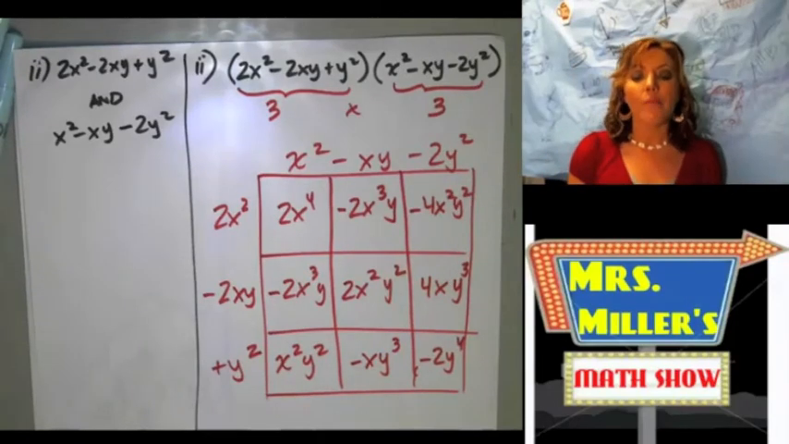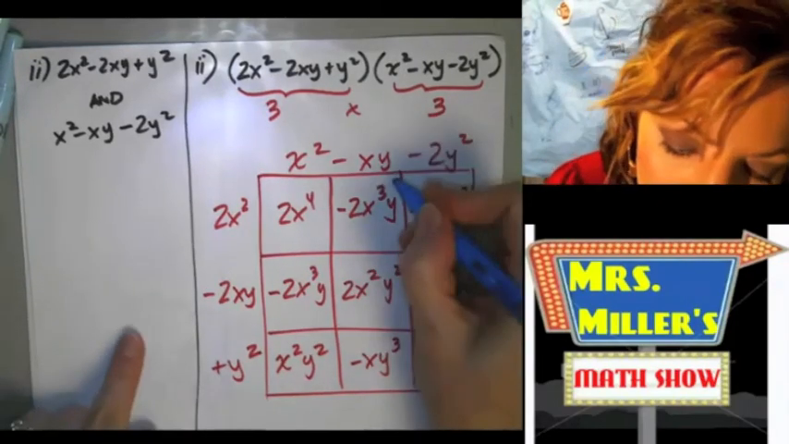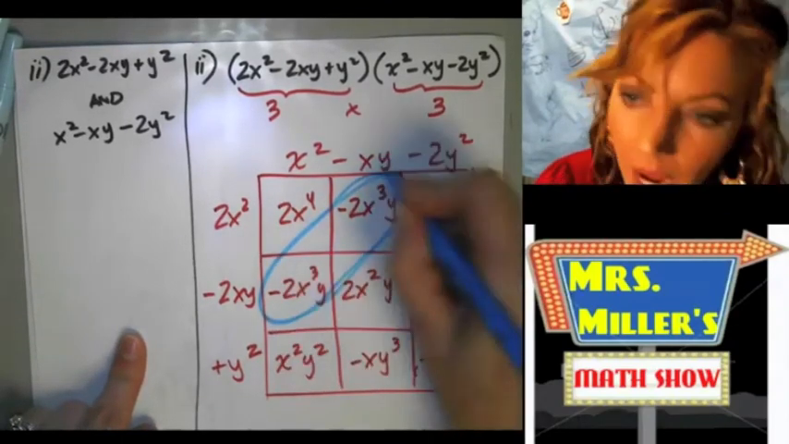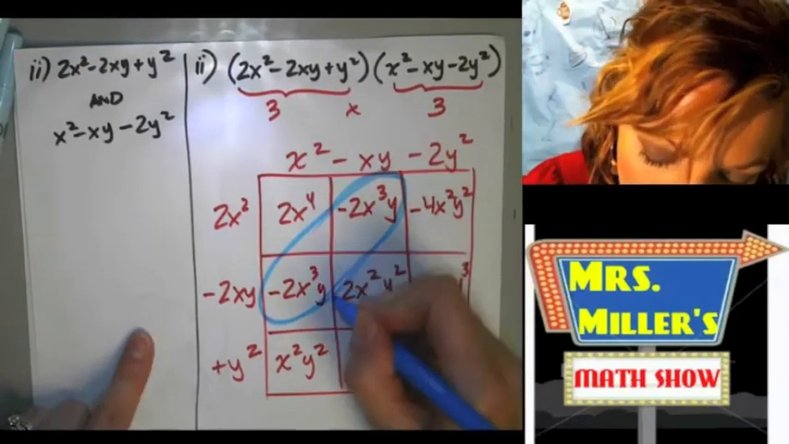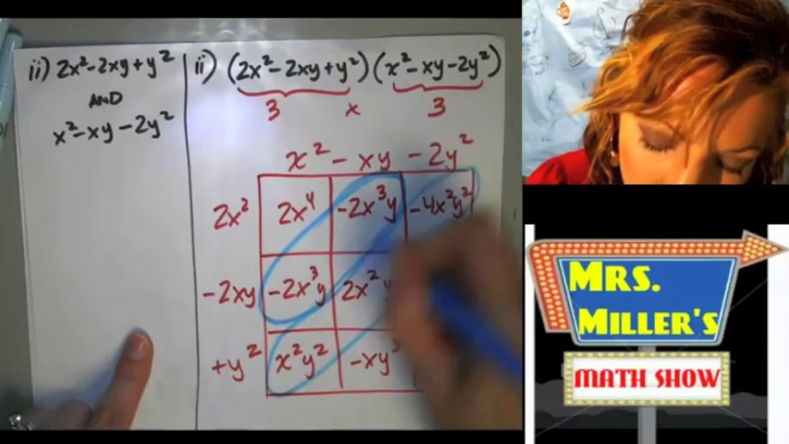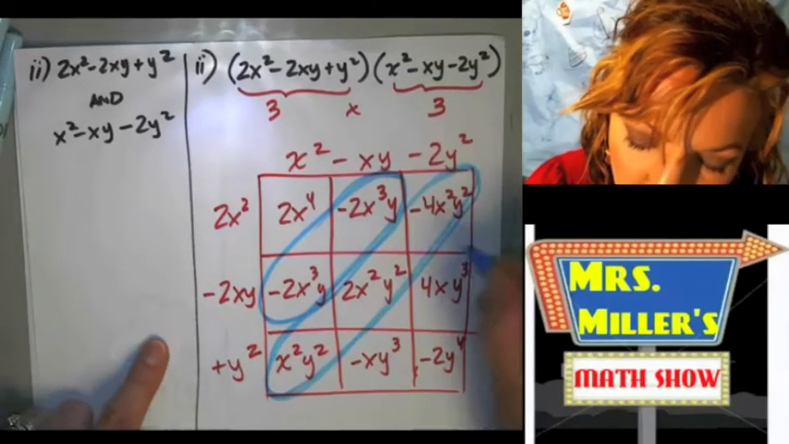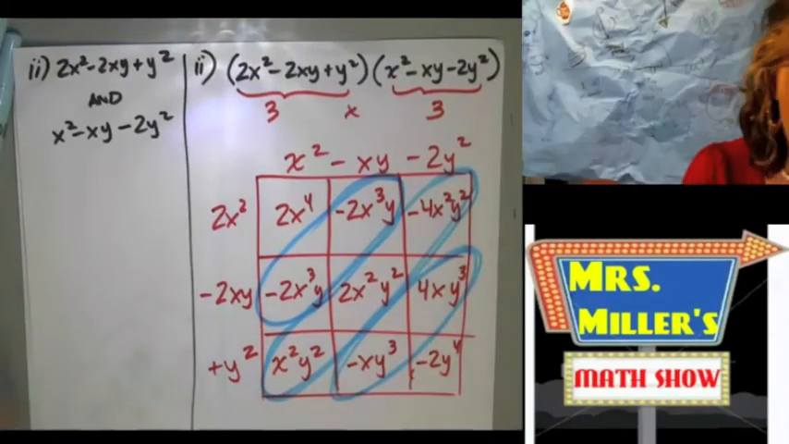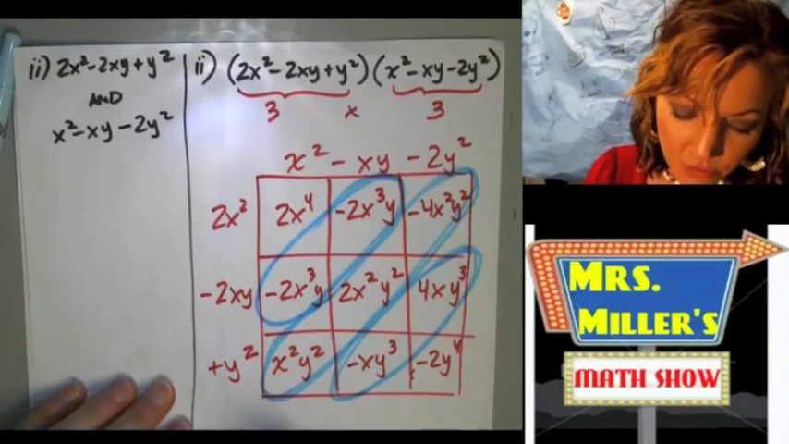Okay, so now, along the diagonals, let's see if we have like terms in here. So we have x cubed y's right there, so we can combine those. And we have x squared y squareds in the middle. And we've got xy cubes over there. So the very first thing that we're going to write in our list is 2x to the 4th.